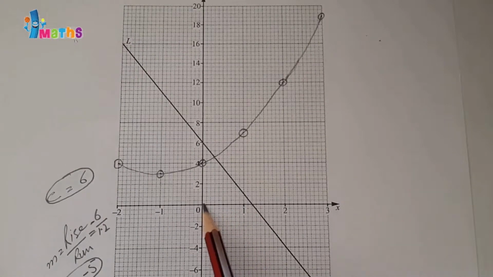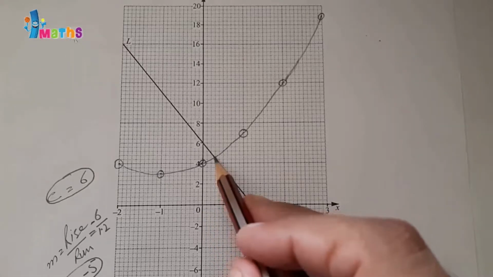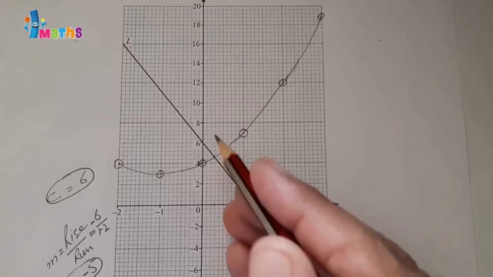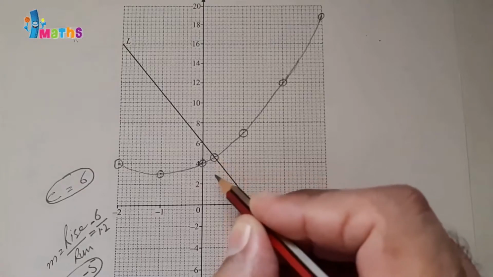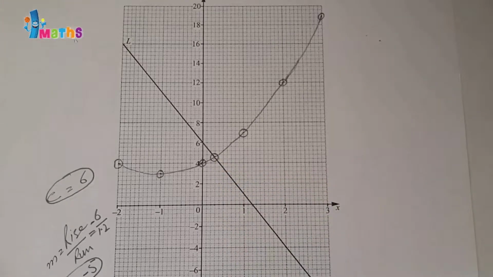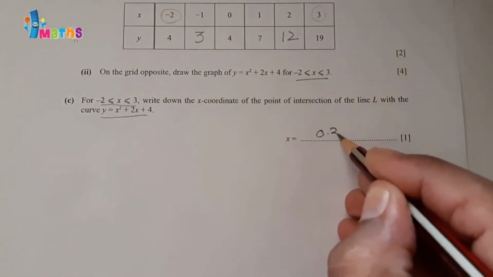If we see this one, this is 0.1, 0.2, 0.3, almost this is 0.3. This point, if you see, x coordinate is 0.3, so we can write here 0.3.